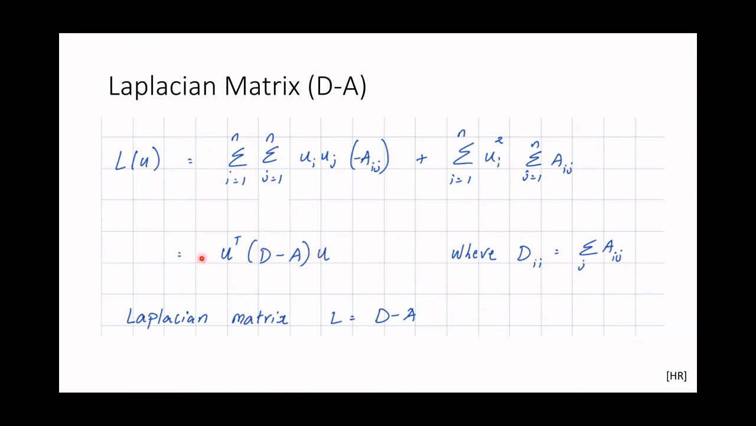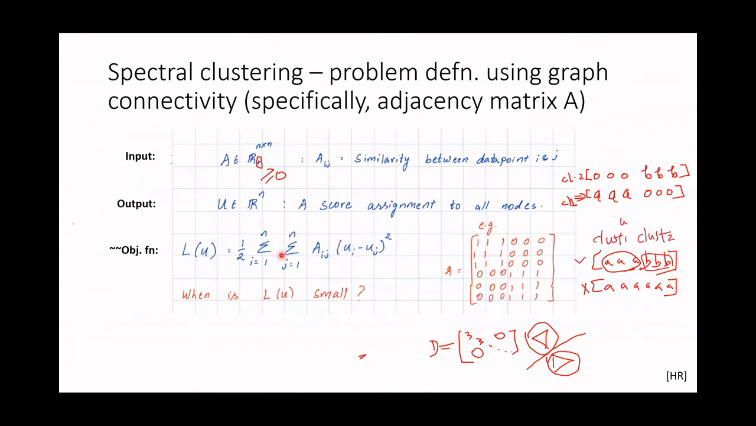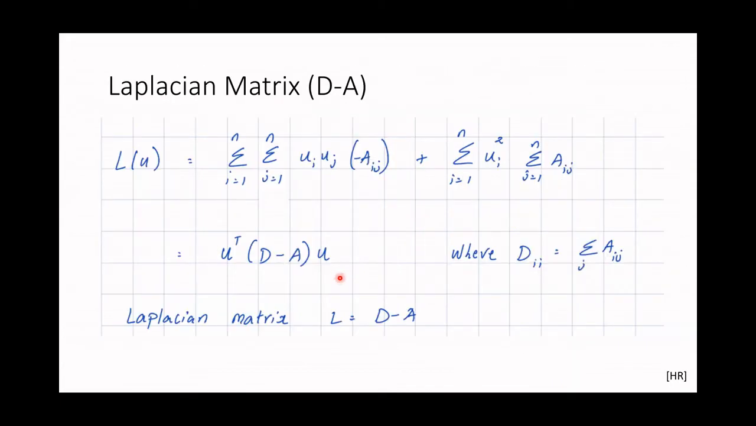So what we have expressed is this particular intuitive objective function that we had reasoned out on when it will be small, that will reveal the clustering structure of the underlying graph of the data, is expressed as U transpose, some matrix D minus A, times U. And this matrix is called the Laplacian matrix, or the unnormalized Laplacian matrix. And if you look at the eigenvalues and eigenvectors of this L matrix, that gives you this desired U that we are looking at.